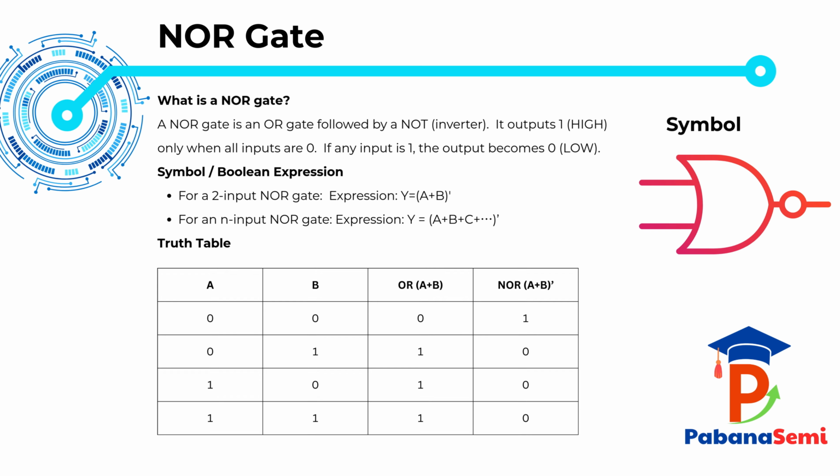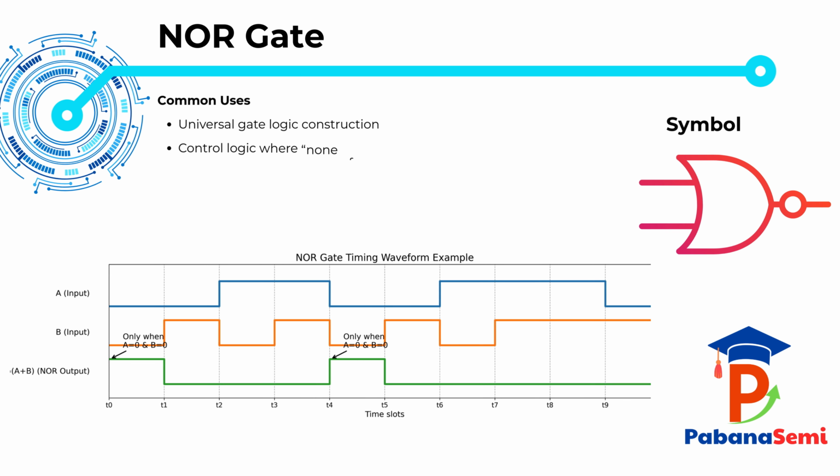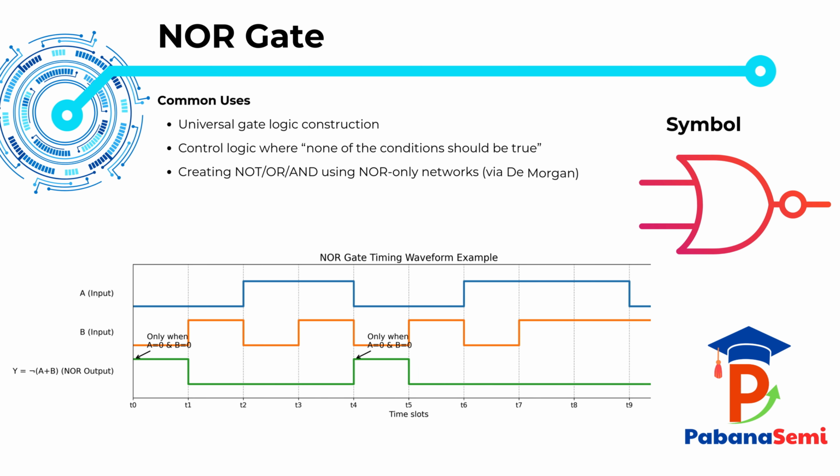On the right side, notice the NOR symbol. It looks like an OR gate, but with a small bubble at the output. That bubble indicates inversion, which is why NOR flips the OR result. Like NAND, NOR is also a universal gate, which means any digital logic function can be constructed using only NOR gates. Now let's look at the common uses of the NOR gate and verify its behavior with the waveform.